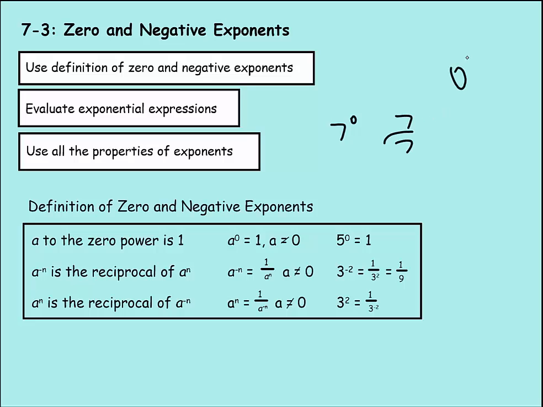0 to the 0 power is like dividing 0 by itself, which we know we can't do. Anything divided by 0 is undefined. So that's why a can't be 0. So 5 to the 0 power would be 1, because that's like 5 divided by 5.